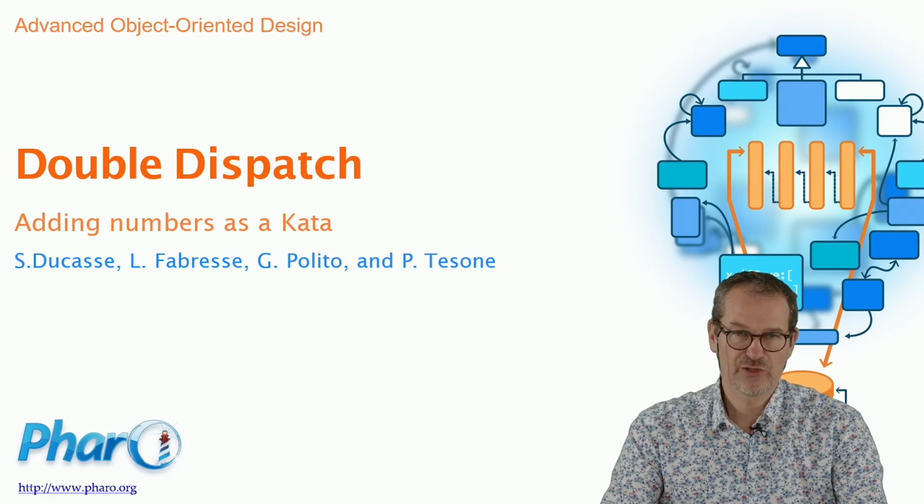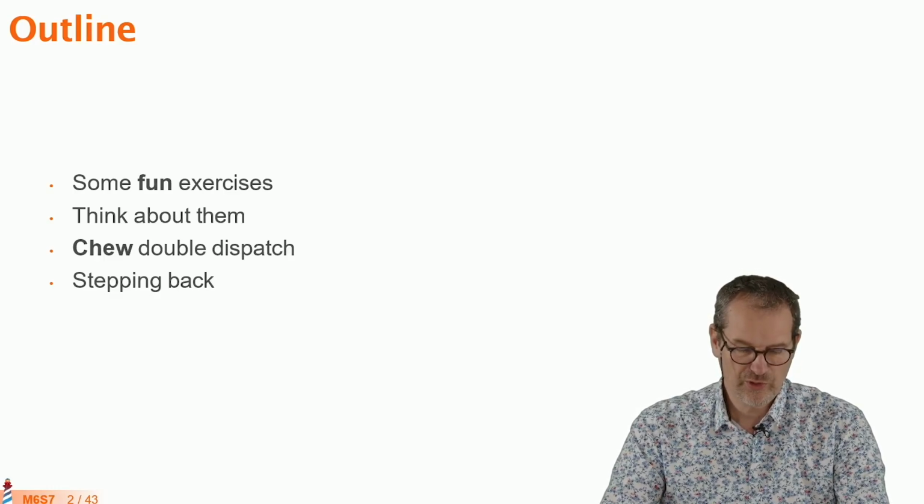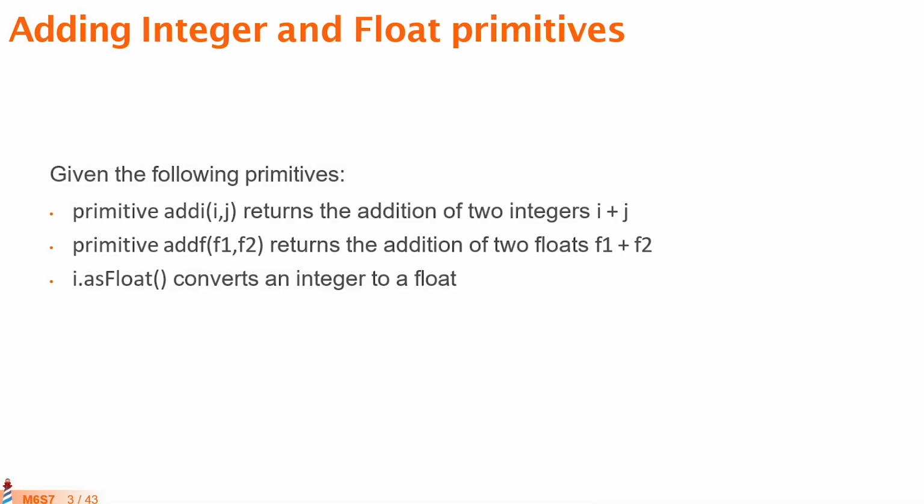This is an alternate lecture to the other one, where we will really add numbers as a kata, as an exercise. The outline is that we will see some fun exercises that you should do, think about, and then step back to see what we learn. You will do exercises and I will do exercises with you, where you get access to three primitives: add I to add two integers, add f to add two floats, and as float that converts one integer into a float. With that, we will build addition between numbers.